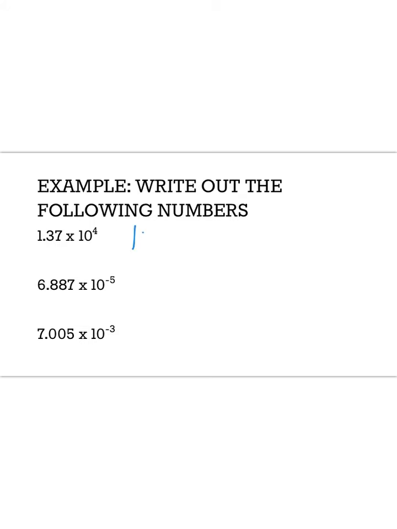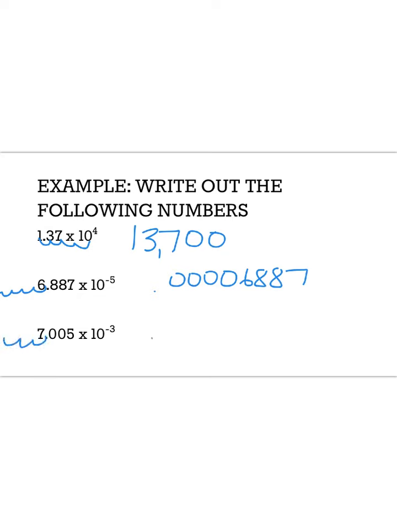So we have 137, and we're moving it 4 to the right because it's a positive exponent. So 1, 2, 3, 4. So 13700, and I have the same number of significant figures. Now 10 to the negative 5, we're moving it to the left 5 spaces, 1, 2, 3, 4, 5, and so that would be 0.0006887. And then 10 to the negative 3, we move it 3. 1, 2, 3. That would be 0.007005.